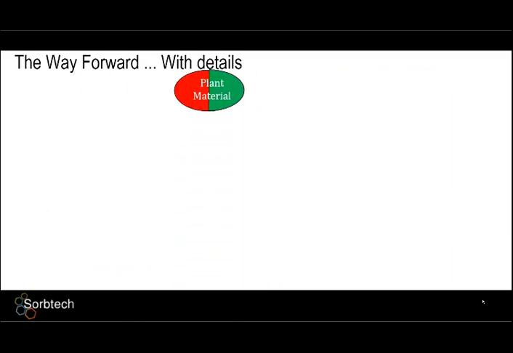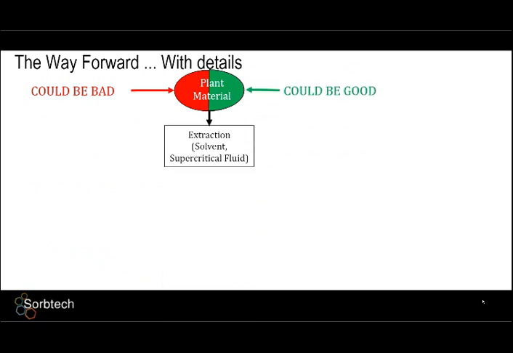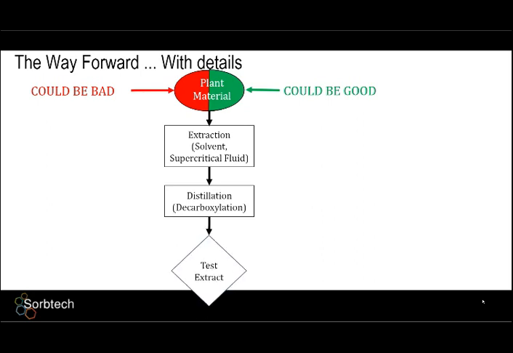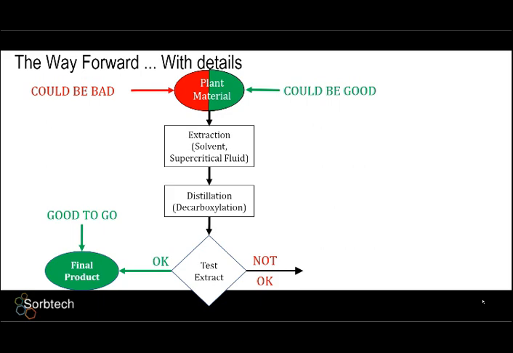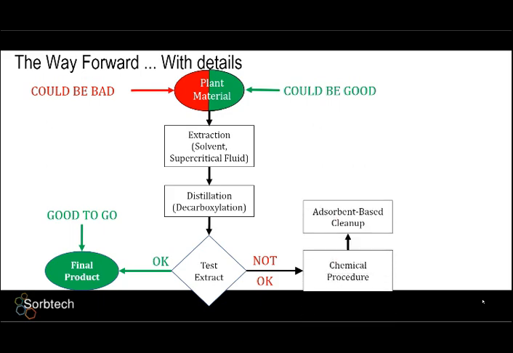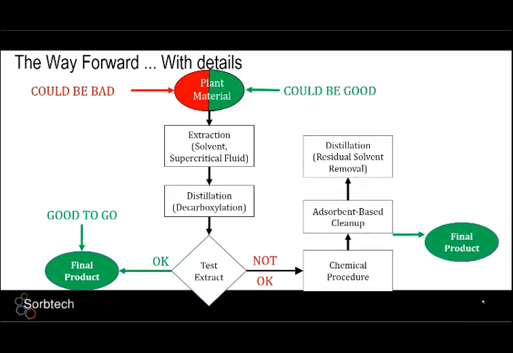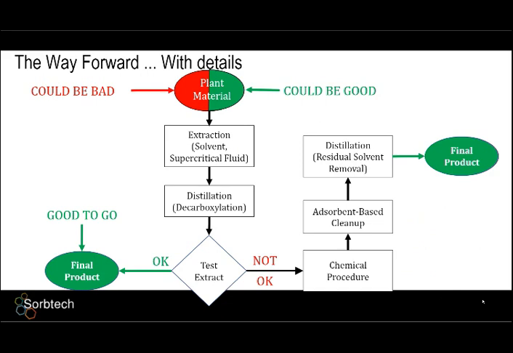So, a little bit more detail. You start with your plant material, which could be good or could be bad. After you extract it and distill it, you test the extract. I did this in a standard decision action box. If it's okay, you've got a final product and you're good to go. If it's not okay, you can do this chemical procedure I was mentioning, and then an absorbent-based cleanup, sometimes only an absorbent-based cleanup. And then, of course, you're going to have to distill it anyway to get rid of residual solvents, so you get your final product, which is good to go.